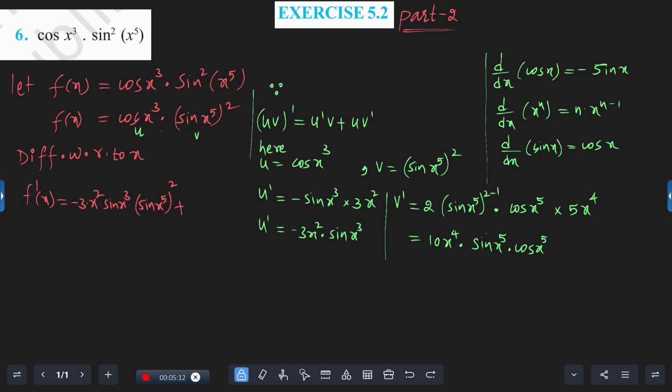Next, after the plus, u means cos x cube, into v dash. V dash, here we have everything. Just a minute.